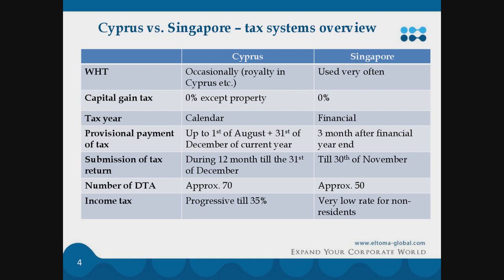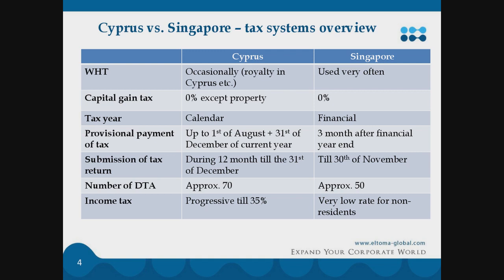Going on. Withholding tax: in Cyprus there is none on occasional royalty, etc., and in Singapore it's used very often. Capital gain tax is 0 in Cyprus and 0 in Singapore, but in Cyprus, capital gain tax applies on property. Tax year in Cyprus is calendar, in Singapore it's financial. Provisional payment of taxes in Cyprus is up to the 1st of August, and in Singapore it's 3 months after financial year end. So if the financial year end of the company is the 31st of December, then the provisional payment of tax should be submitted till the end of March each year.